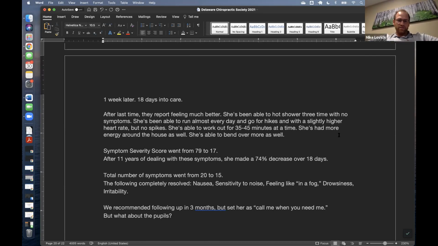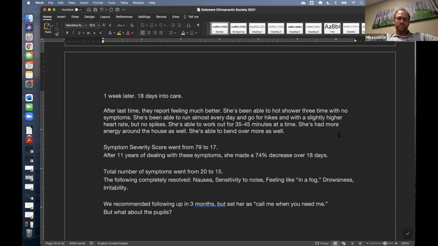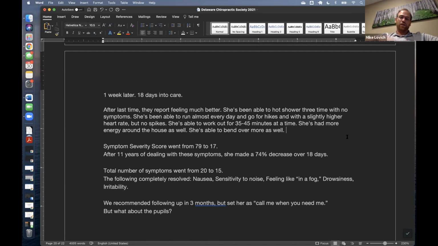After 11 years of dealing with these symptoms, she had a 74% decrease. Her total number of symptoms went from 20 to 15. The following completely resolved. She no longer had any low-grade nausea that was just there all the time. Her sensitivity to noise, so much better. Feeling like she's in a fog, completely gone. Drowsiness and irritability, she's just in a better mood all the time because she doesn't feel like she's struggling.